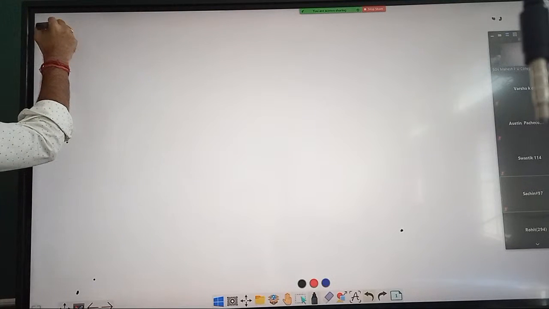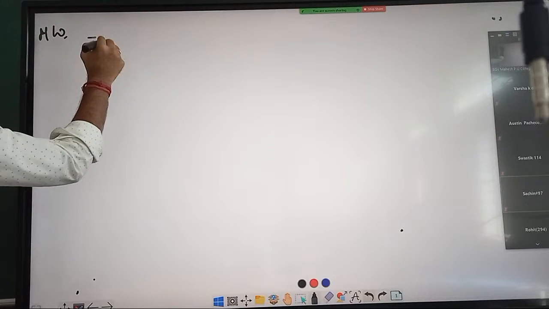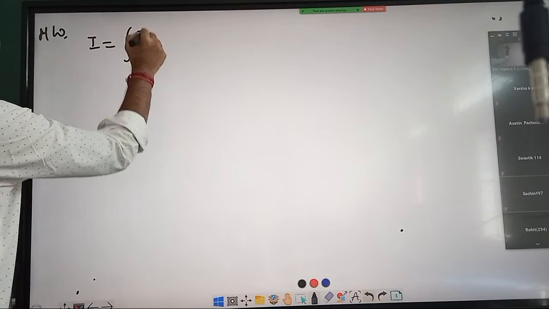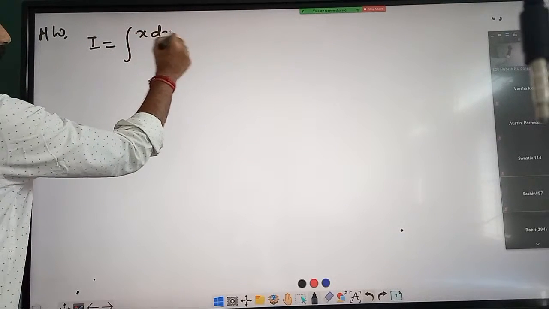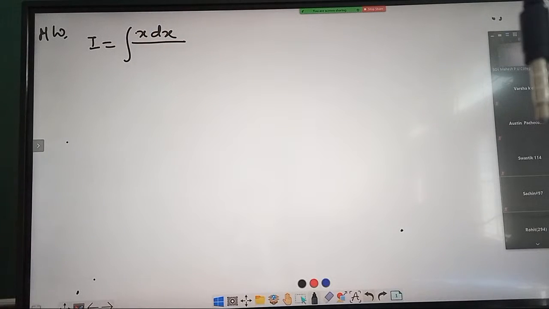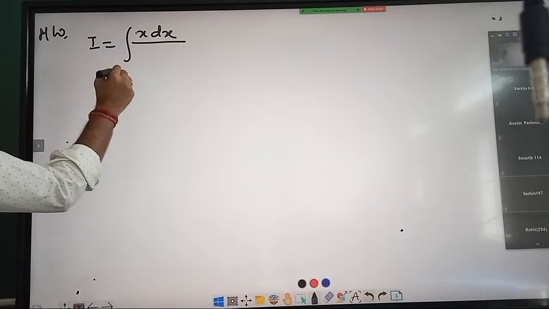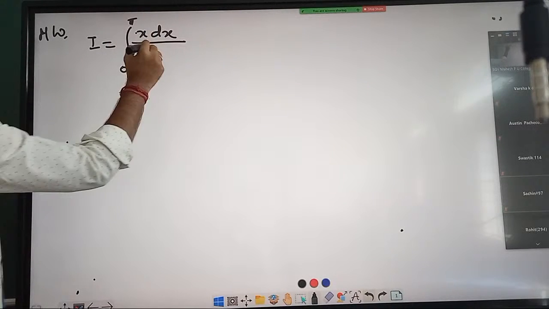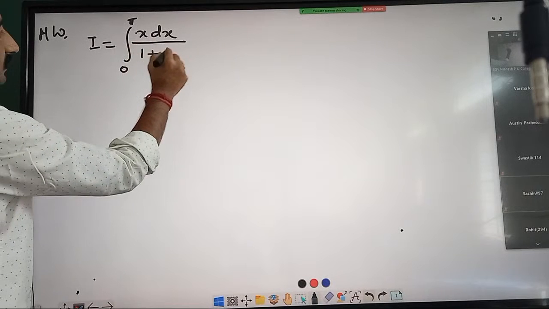So, homework problem it is. I equal to integration from 0 to pi, x dx divided by 1 plus sin x.